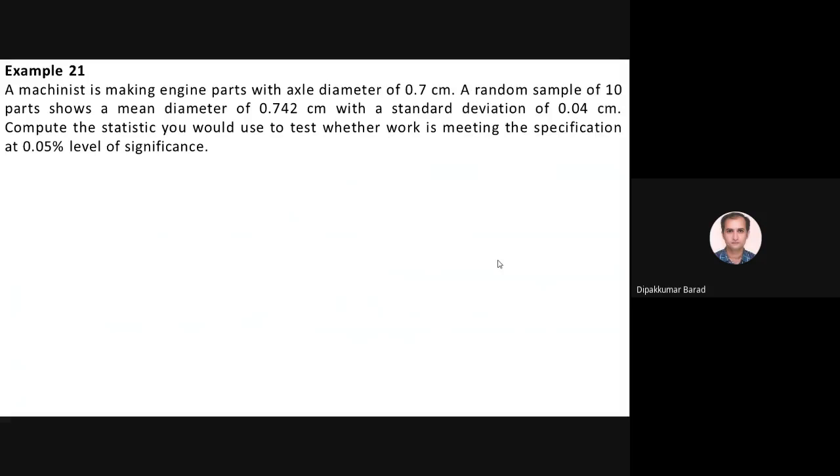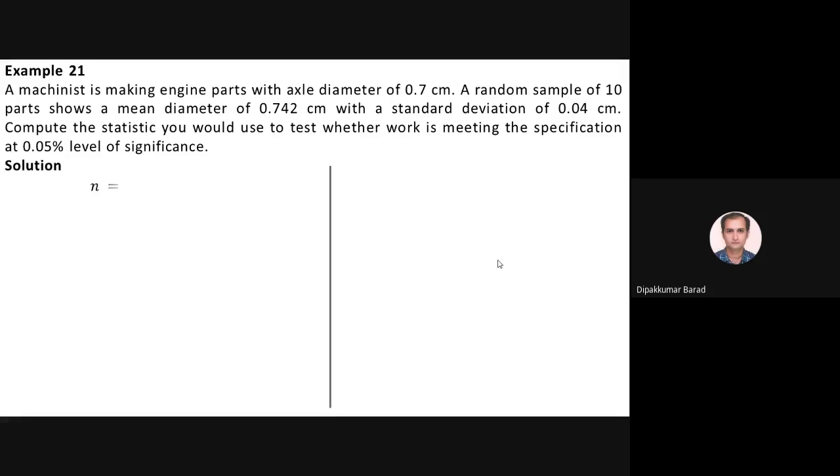Now, an example. A mechanist is making engine parts with axle diameter of 0.7 centimeter. A random sample of 10 parts, so n is equal to 10, which is less than 30, shows a mean diameter of 0.742 centimeter with a standard deviation of 0.04 centimeter. Compute the statistic you would use to test whether the work is meeting the specification at the 0.05 level of significance. Not percentage here, 0.05 or 5% level of significance.